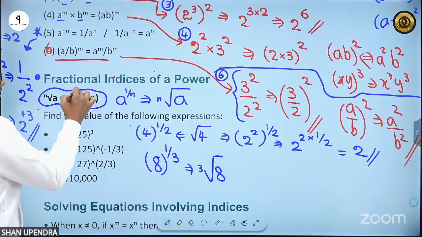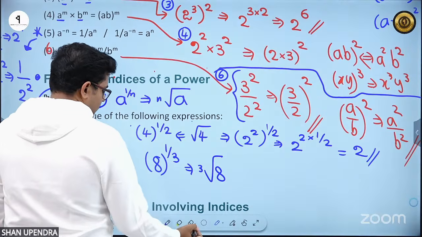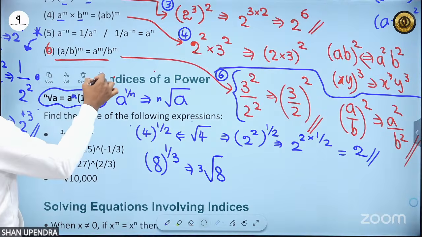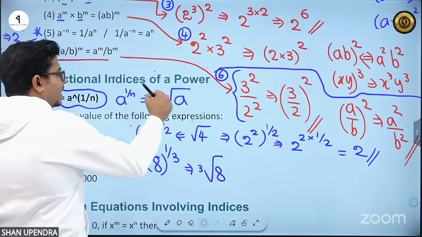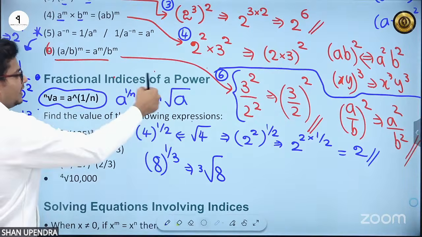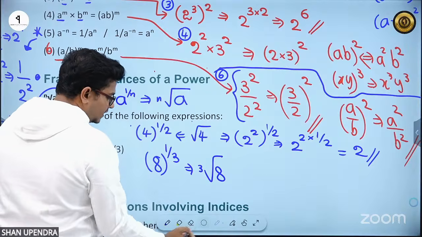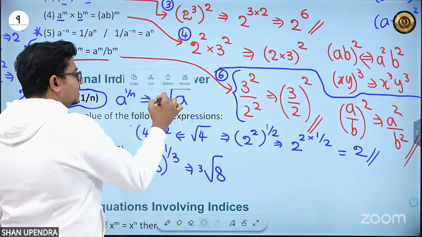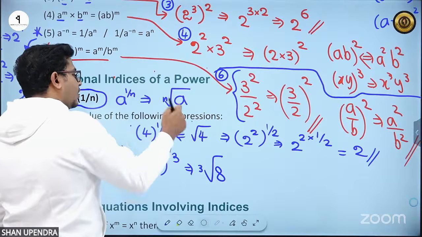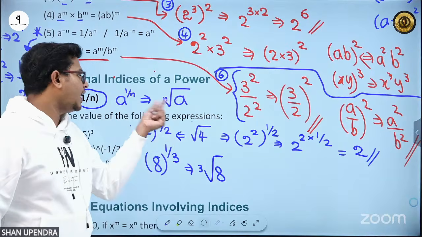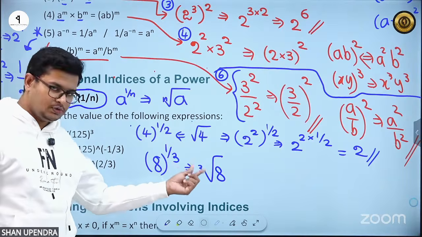This hat represents the power. It's another representation to represent the power. So you can write a to the power 1 over n as the n-th root of a. This n is not a multiplication, it's just a representation: above the square root term you need to put that n. Now this one is not a square root, this is a to the power 1 over n. So you can write 8 to the power 1 over 3 this way.